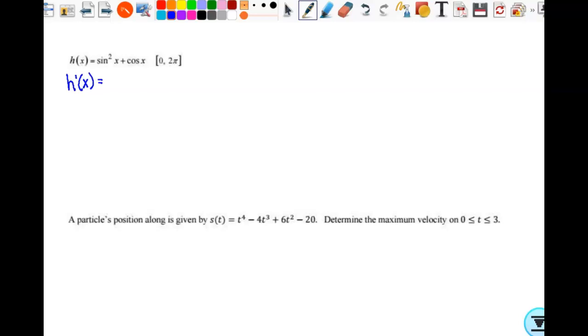Is it going to help to rewrite that sine squared of x? Do you remember doing that? Yes, it absolutely will. Rewrite this as sine of x squared. Do the chain rule.